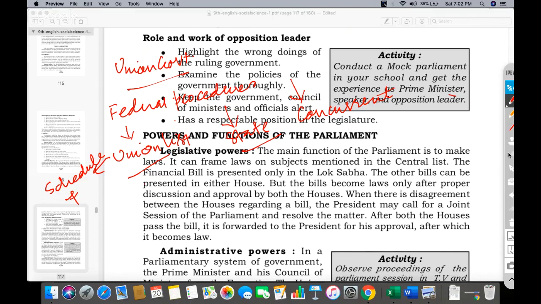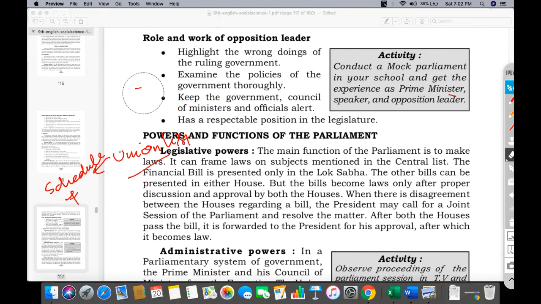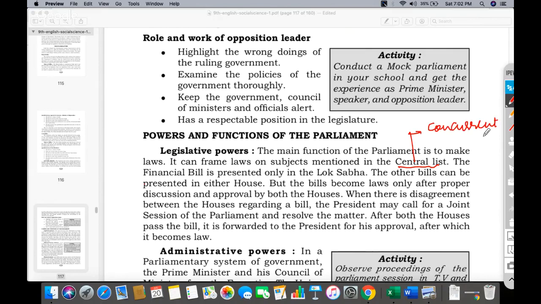So legislative power of parliament only include subjects, or only include things which are under union list. You look at here, central list. And they can also make it on concurrent list. Can they make it on state list? No, they cannot make laws on state list.